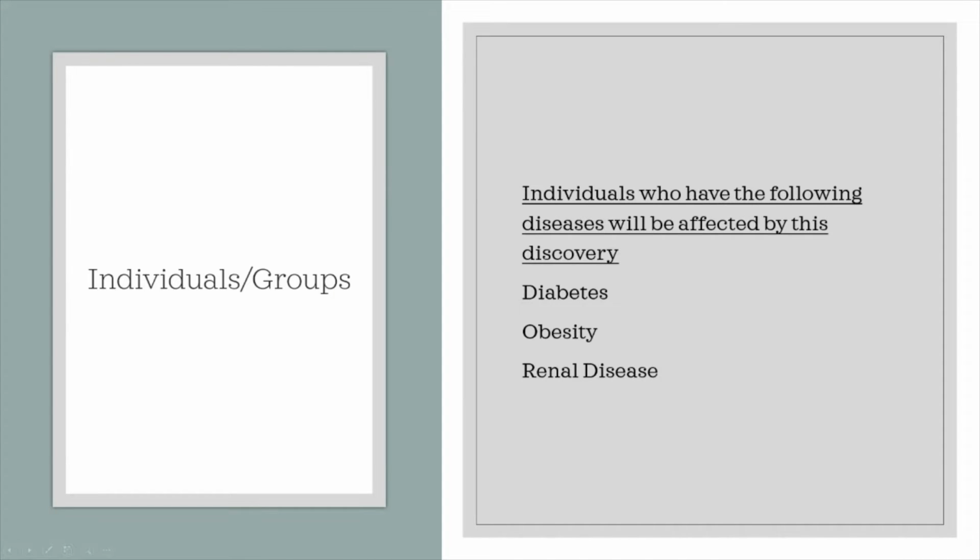Individuals who have diseases which cause organ failure will be positively affected by the discovery of human organ cloning. Some of these diseases are diabetes, obesity, renal disease, and many others. The aforementioned diseases are commonly seen worldwide. The most common organ that fails would be the kidney. The effect of this discovery on the individuals and groups that have these diseases would be the mortality rate of said diseases lowering due to the supply of organs.